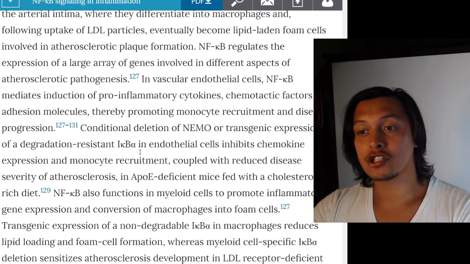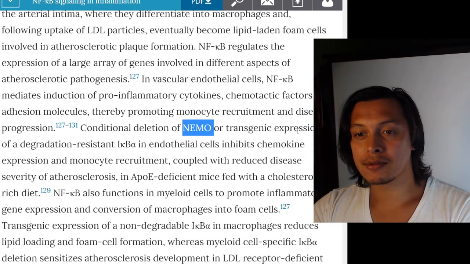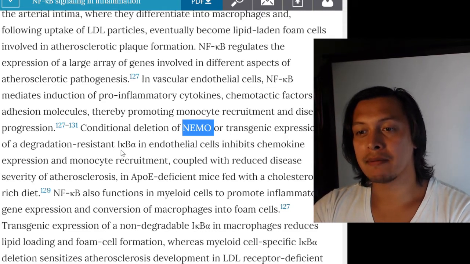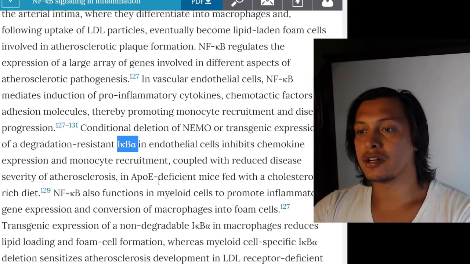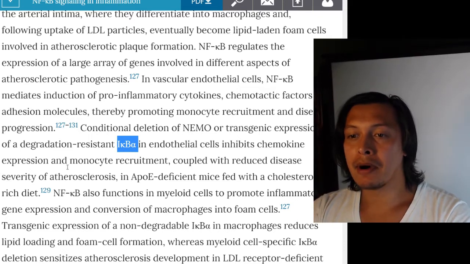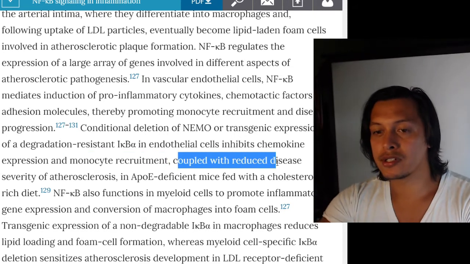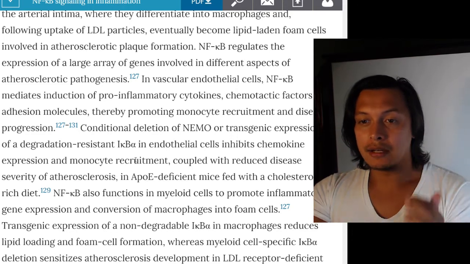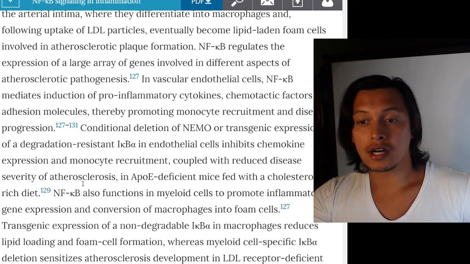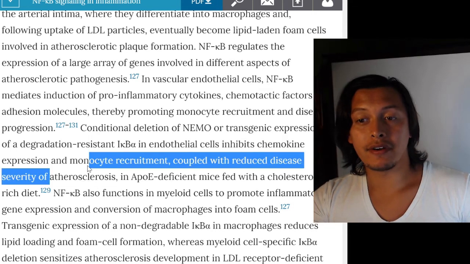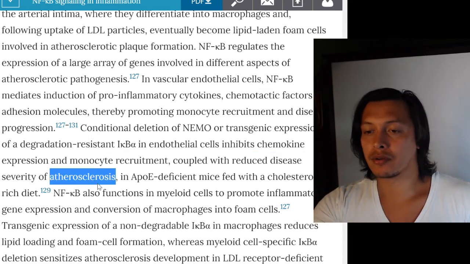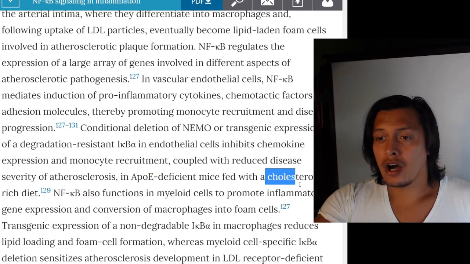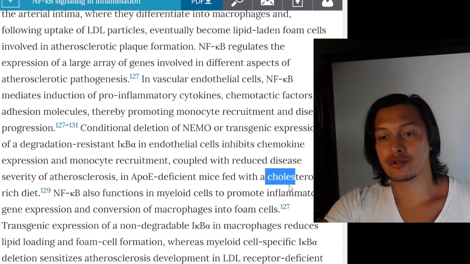So conditional deletions of NEMO, or transgenic expression of degradation-resistant I-kappa B alpha in endothelial cells, inhibits chemokine expression and monocyte recruitment, coupled with reduced disease severity of atherosclerosis. So if we add the inhibitor, we seem to have a better outcome with the severity of atherosclerosis. And this is happening in the ApoE deficient mice with the cholesterol-rich diet.